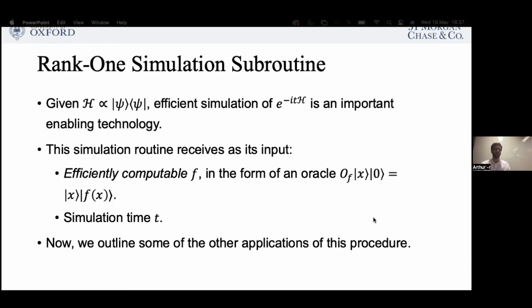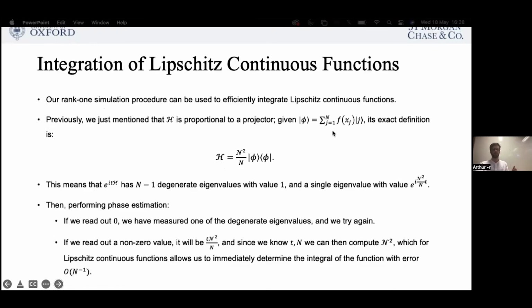Okay, anyway, so that's basically all I'm going to talk about for the state preparation procedure. Now I'm just going to talk about some of the potential other applications that are enabled by this low rank simulation procedure. So given a Hamiltonian which is a projector onto some state, and the ability to simulate it, there are some interesting things you can potentially do.